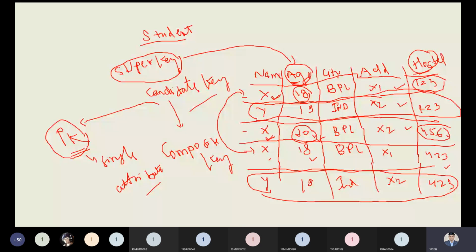Super key means the basic simple key, which is applicable to all, but duplicacy may occur. So now you can see 18, 20, 18 is again repeating, so we have duplicacy in the domain.